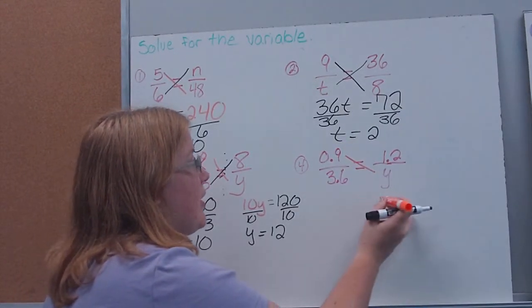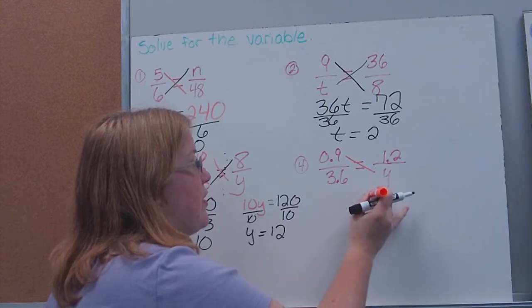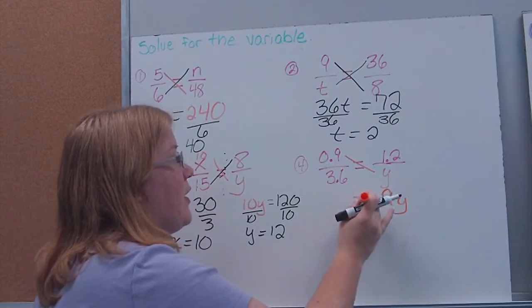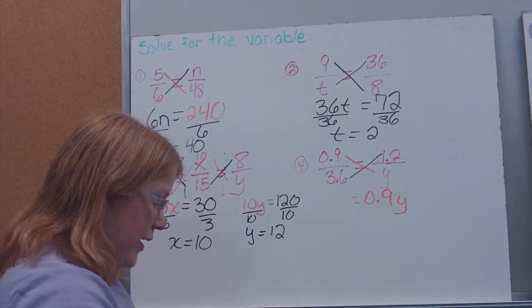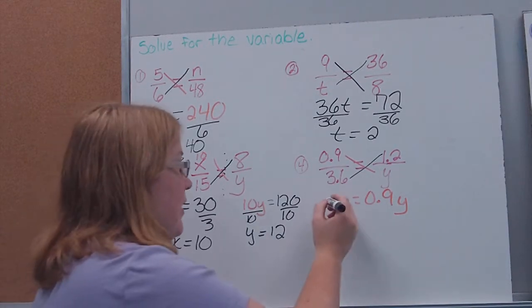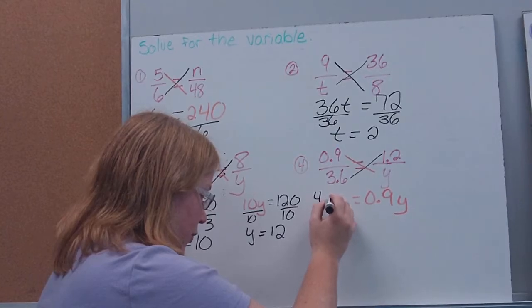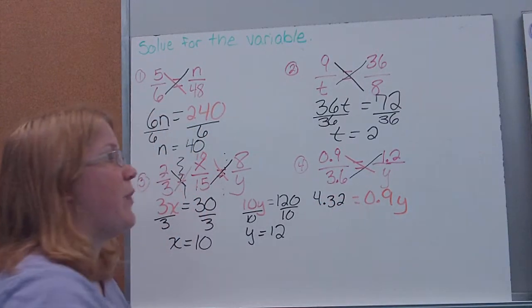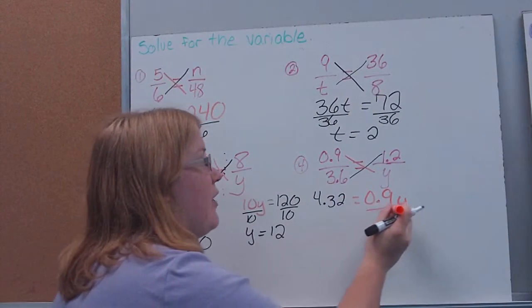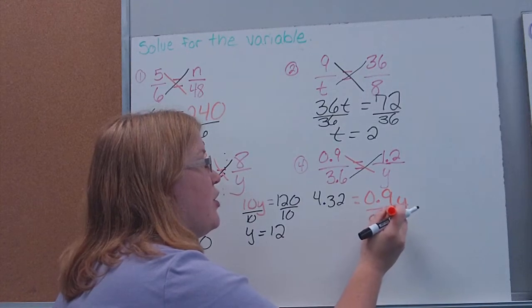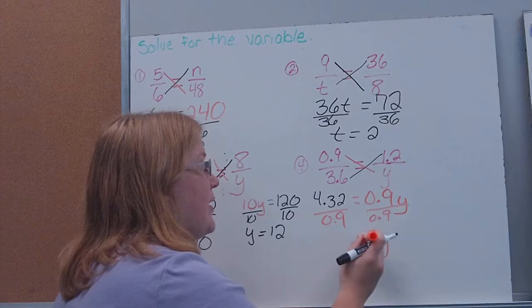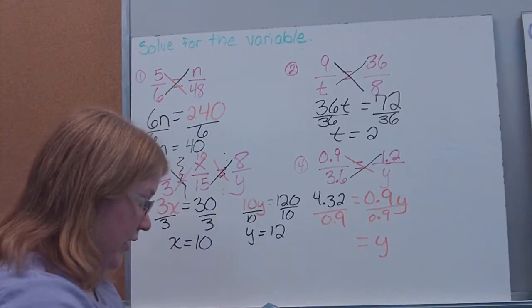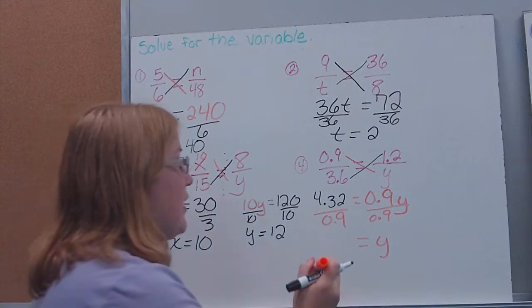Here I've got 0.9 times y is equal to 1.2 times 3.6, which my calculator tells me is 4.32. How am I going to get y by itself? I'm going to undo my multiplication by dividing. Divide both sides by the same thing, and again, handy dandy calculator tells me that my answer is 4.8.